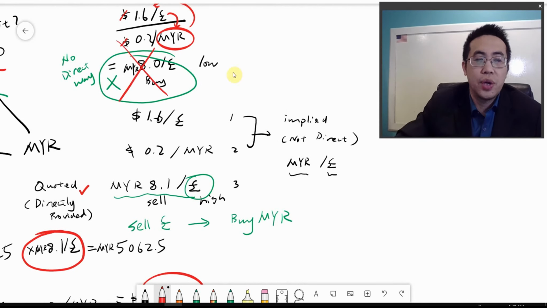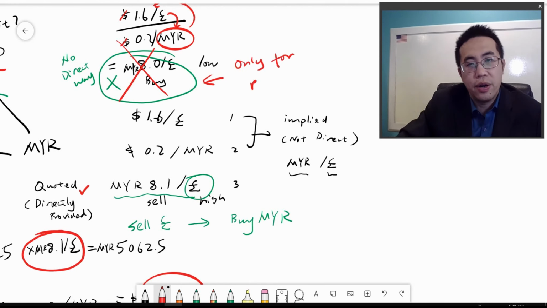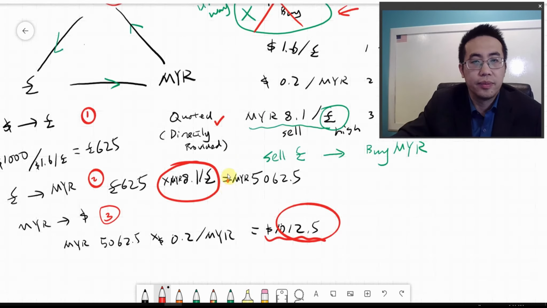You don't use this implied rate of 8.0. So don't use the implied cross rate. You use this only for reference, but don't put it in your calculation of a profit.